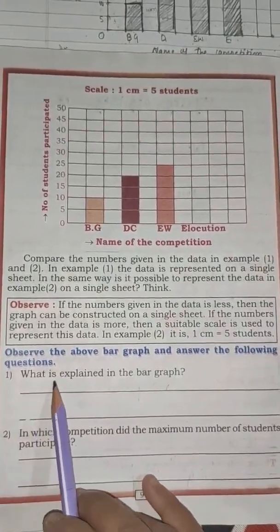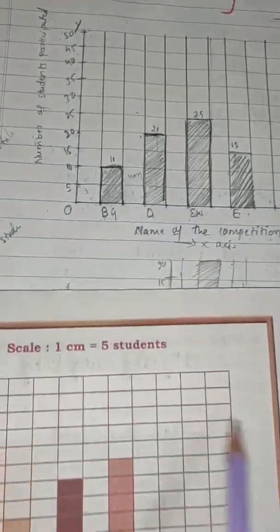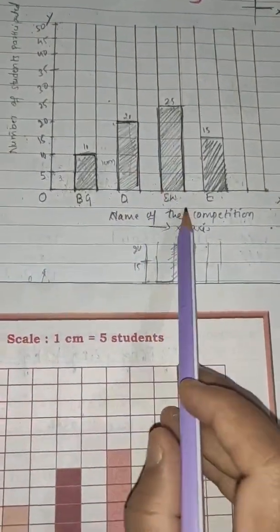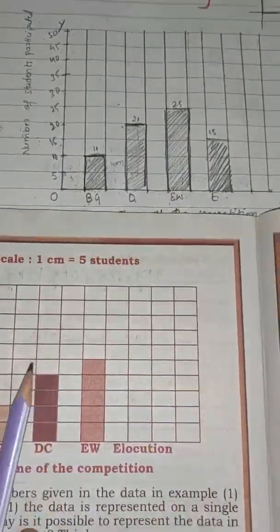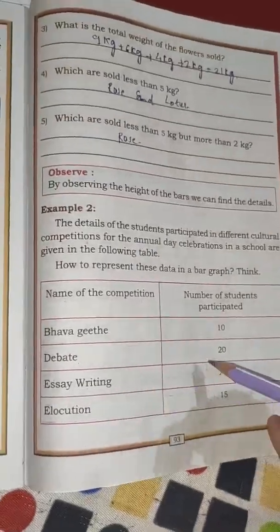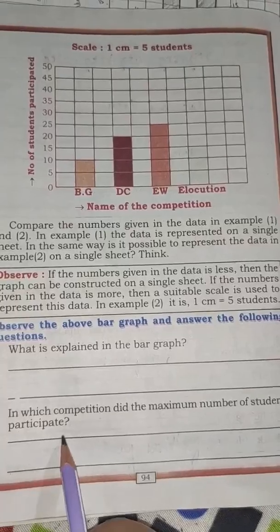The first question is, what is explained in the bar graph? Yes, the given data. This is the given data, isn't it? So the given data is explained in the bar graph. Next question. In which competition did the maximum number of students participate?